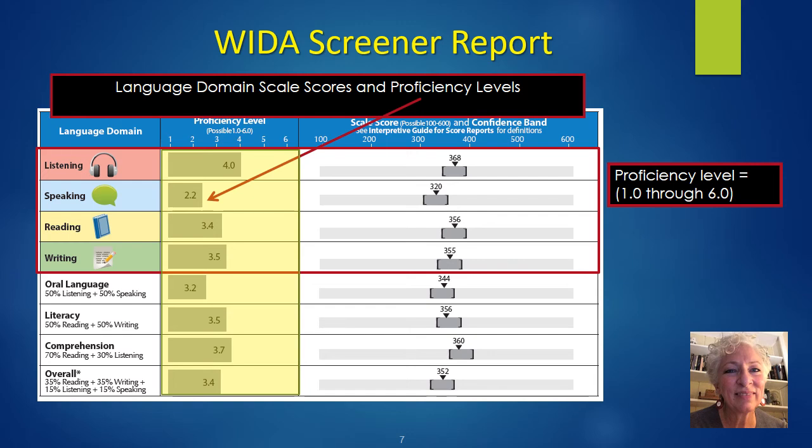So as you know, or will be learning throughout the rest of this course, there are proficiency levels that range from 1 to 6, 1 being a true beginner and 6 being native speaking or near native speaking proficiency. So as you can see, this student is a kind of intermediate student, more or less, although his speaking is a little on the low side for an intermediate student.